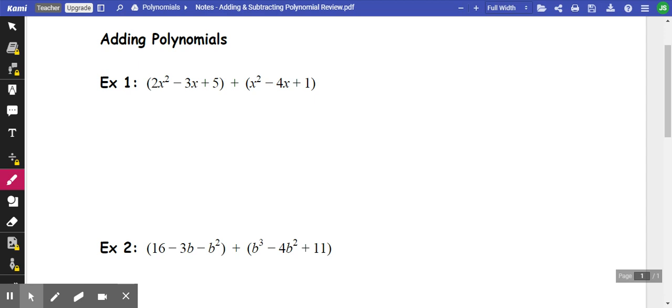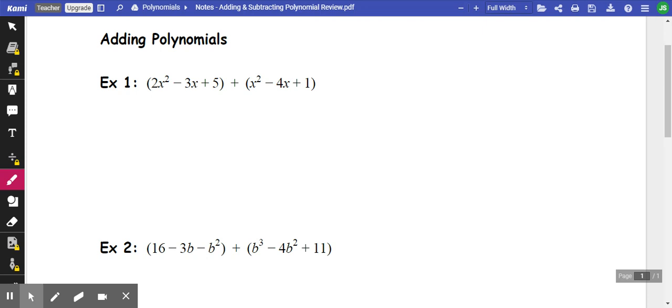Hi, so I just wanted to go over with you guys some of the polynomial operations that you started working on this week. So at the very beginning of the week, the first thing we did was the introduction of polynomials. So what a polynomial is, some of the vocabulary like terms and coefficients, degree. Okay, so all of that we went over, and then we started getting into some adding and subtracting.